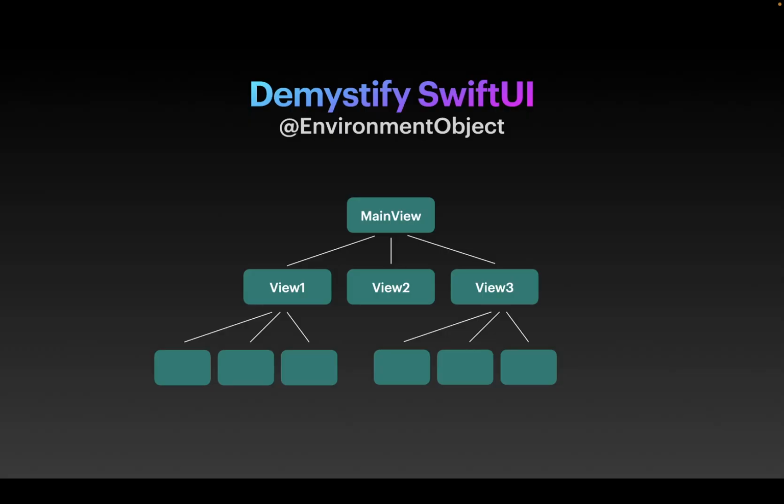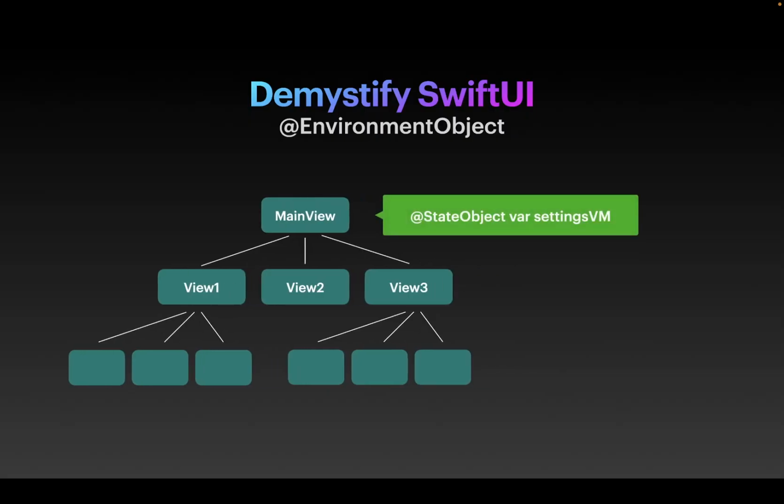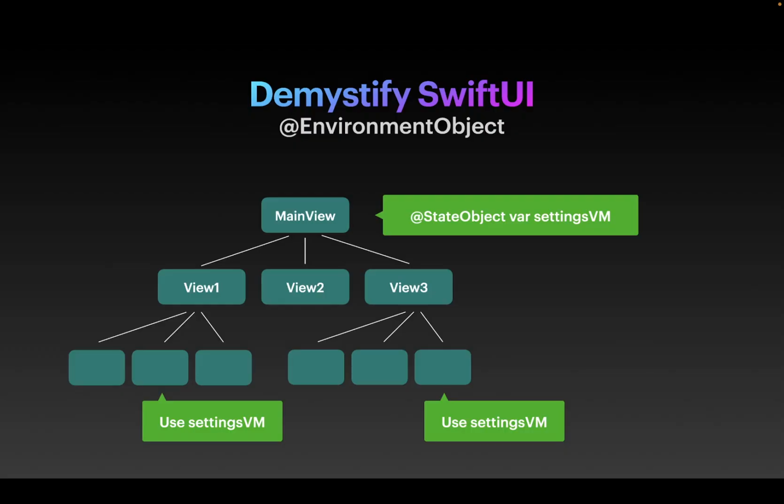So you may have a main view, and for the main view you may have lots of subviews, and for each subview you have lots of subviews again. All this structure is going to grow really quickly, and the complexity is going to increase, right? So now what if I have a @StateObject, maybe named settings view model, at the top of the main view?